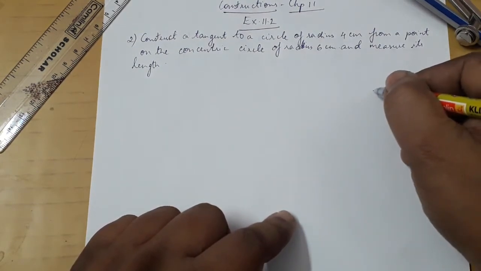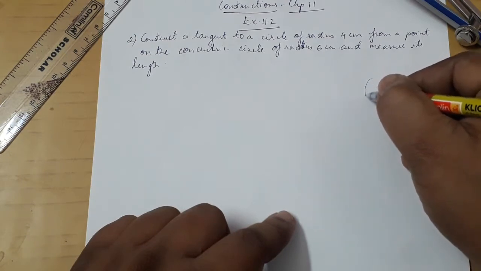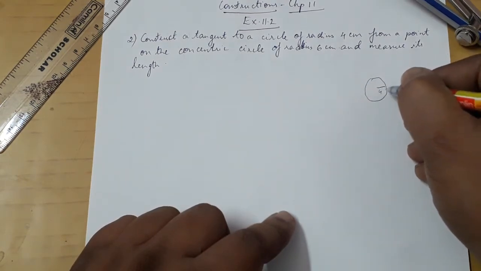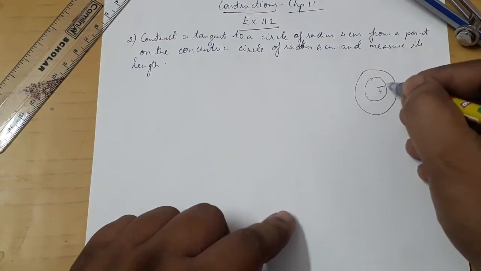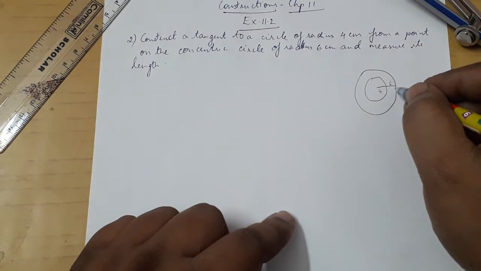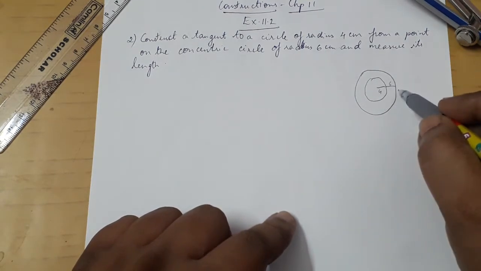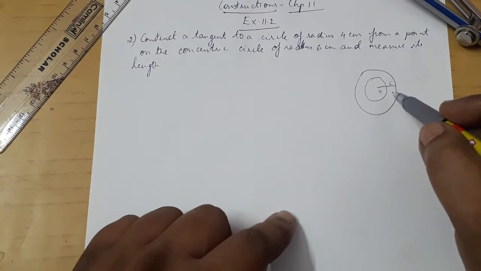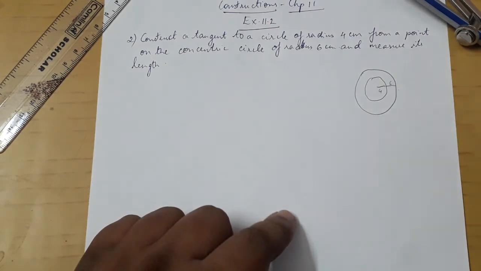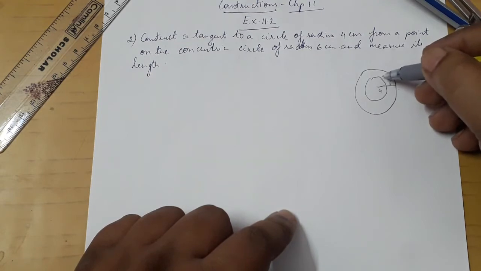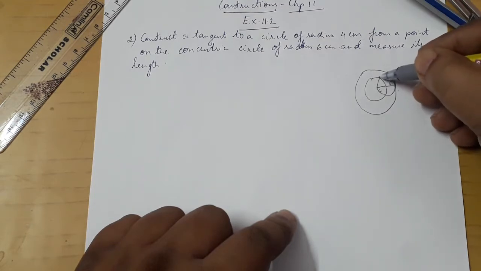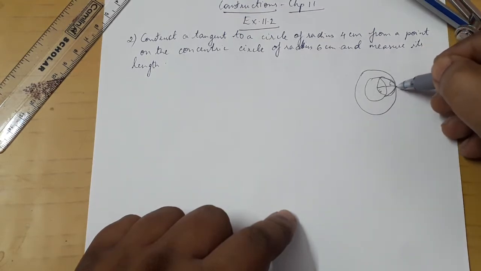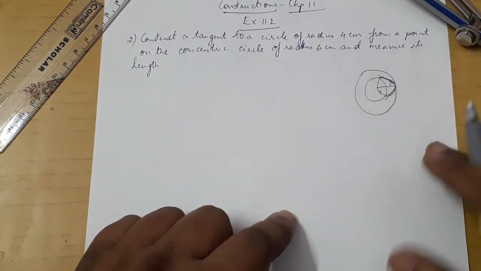So we'll first draw a circle having radius 4 centimeters, and then draw another concentric circle having radius extended to 6 centimeters from the center. Then we'll draw another circle this way, and from here we'll have our tangents. This is just a rough diagram.